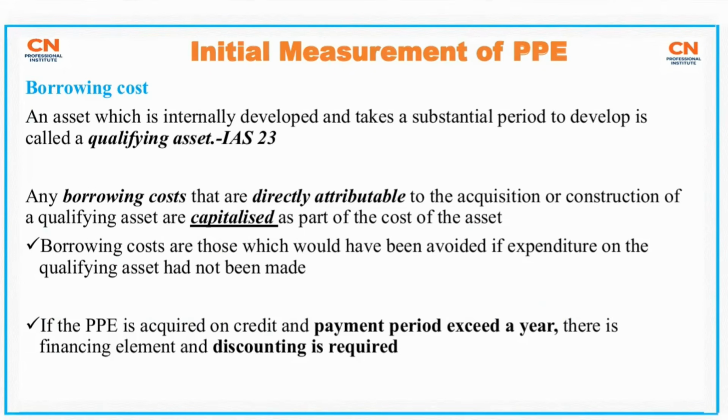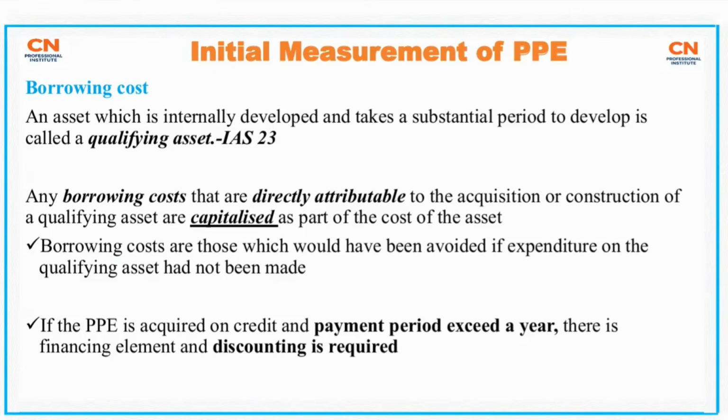Then we are still looking at things that are added to the cost of PPE. There's something we call the borrowing cost, IAS 23. IAS 23 is saying an asset that takes a substantial period of time to make ready for use is called a qualifying asset. And the standard further says that borrowing costs incurred on qualifying assets are capitalized. The borrowing cost is a separate standard, so I'll have videos on borrowing cost. But let me brief you on the borrowing cost here.